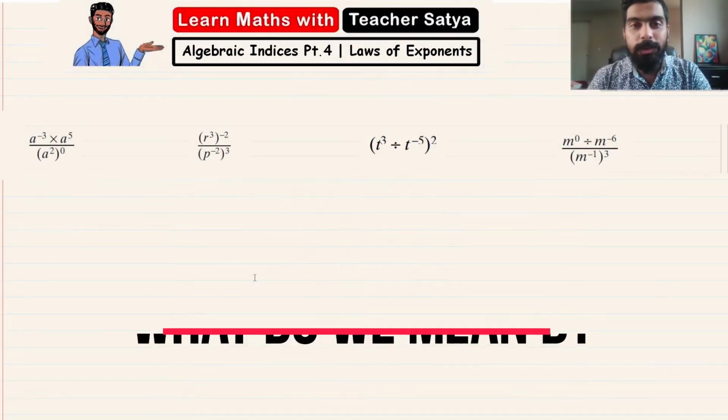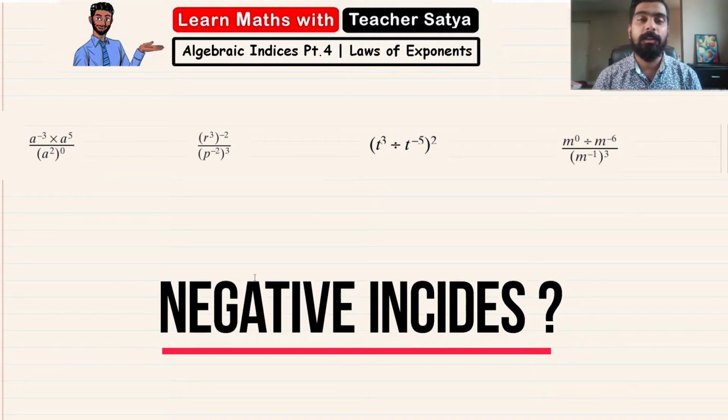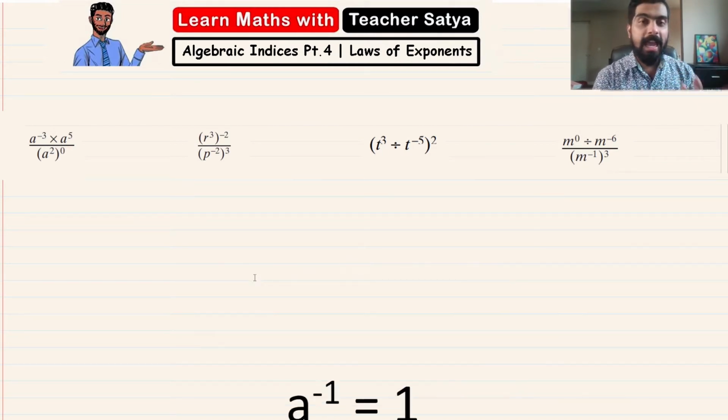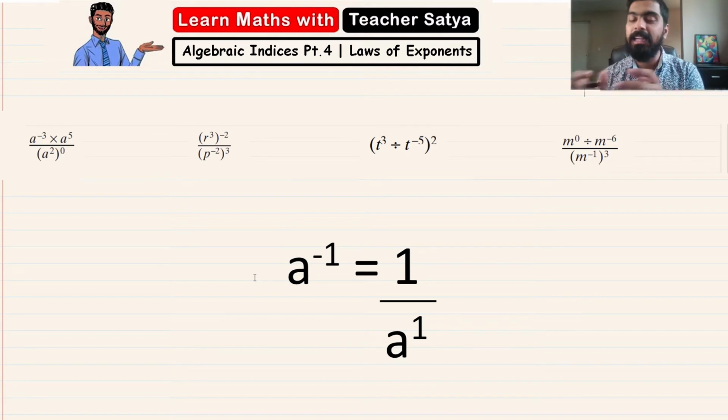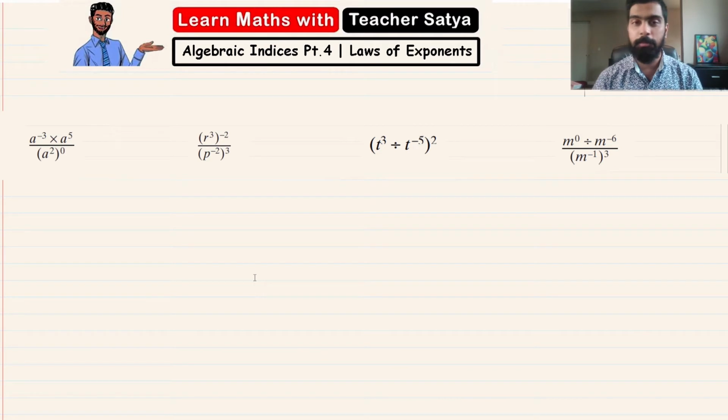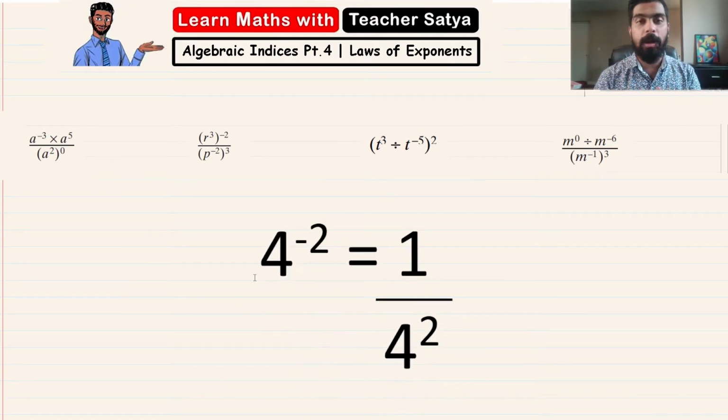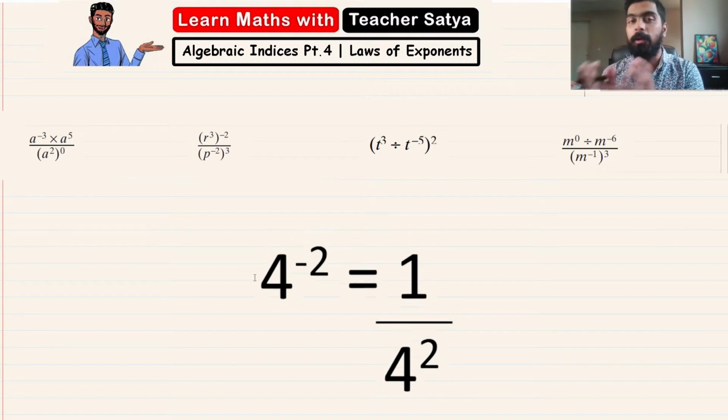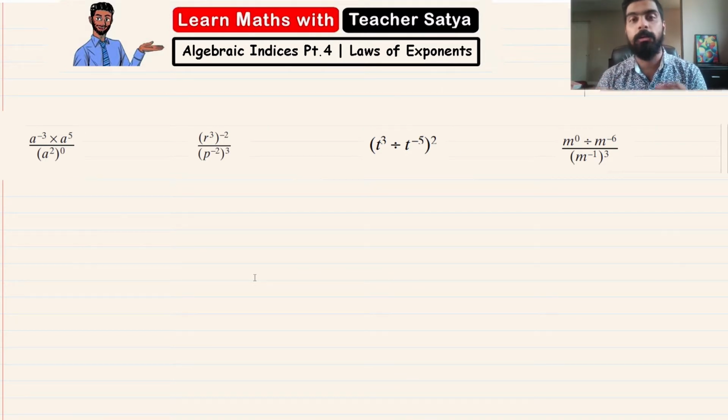Alright guys, so what do we mean by negative indices? Let's say for example we have a raised to the power of -1. So a raised to the power of -1 is the same as 1 over a to the power of 1. Now let's say I have for example 4 raised to the power of -2. So 4 raised to the power of -2 is the same as 1 over 4 to the power of 2, which will give us 1 over 16.